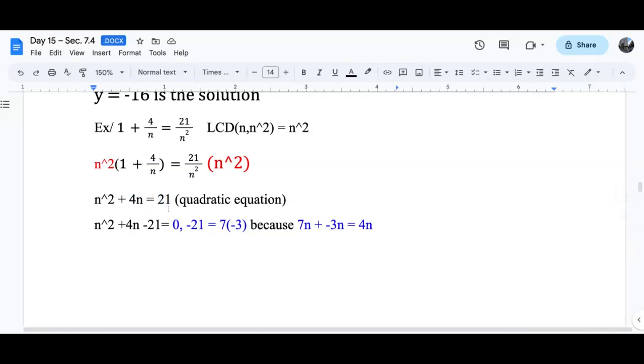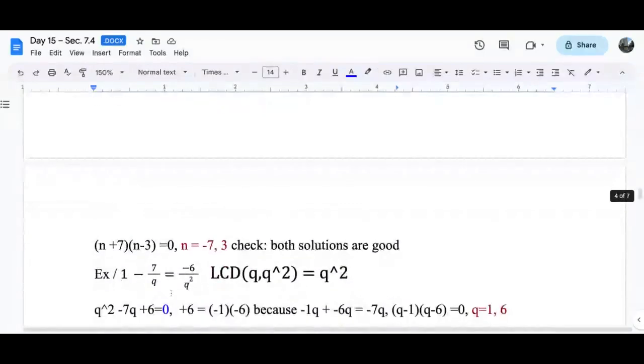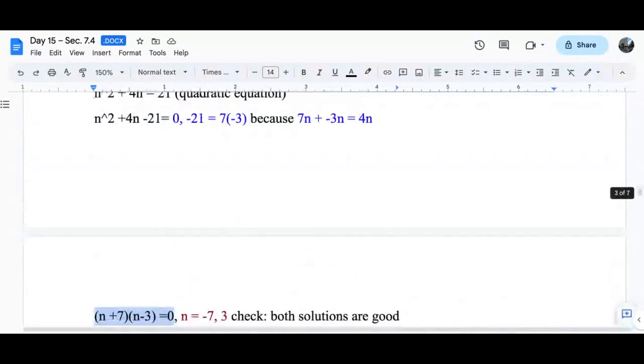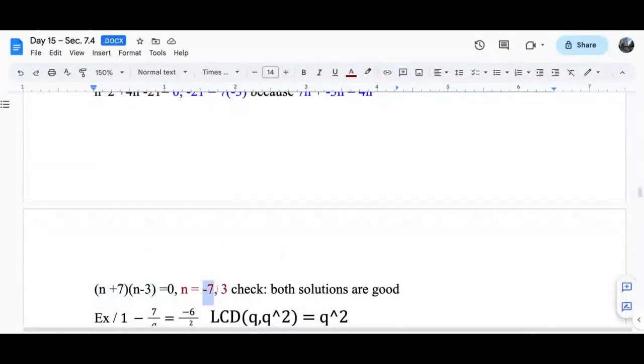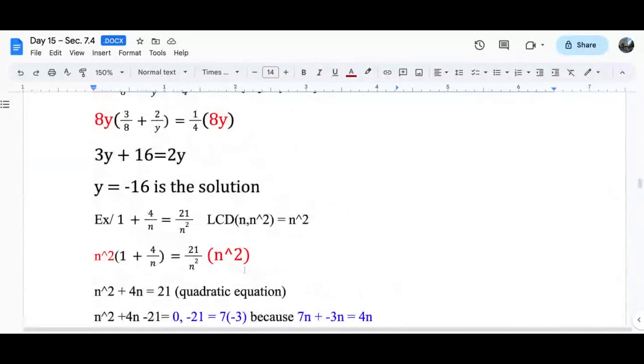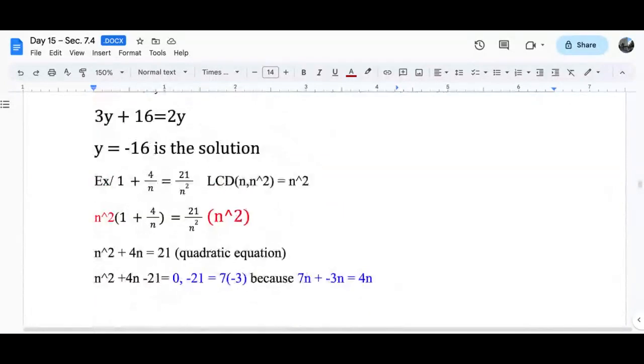Quadratic equation again, right? Moving 21 to the other side, we have this quadratic equation. And we think, okay, 2 factors of negative 21 that add up to positive 4. So that has to be 7 and negative 3. So 7 and negative 3. Zero product property, we get negative 7 and 3. And we can go back. So n equals negative 7 or 3. We have to go back to check. Right.